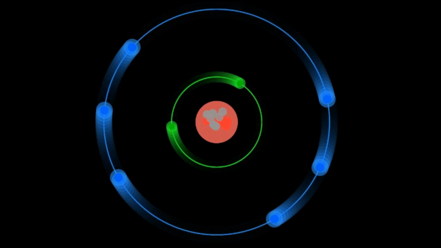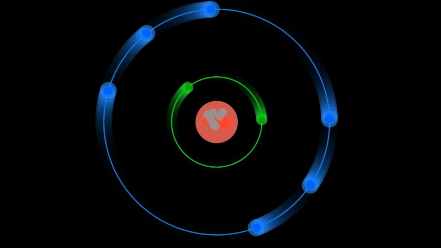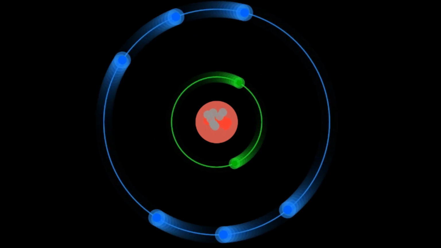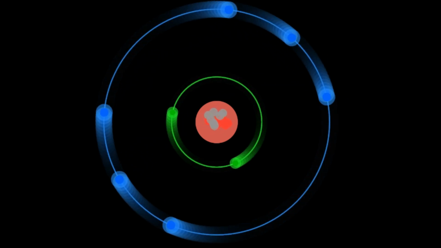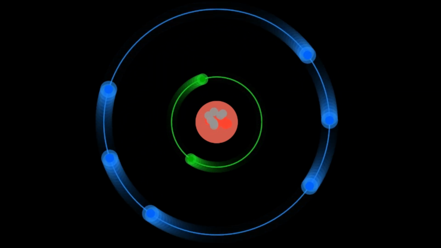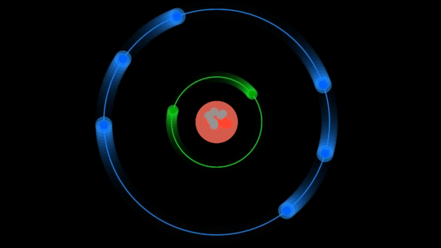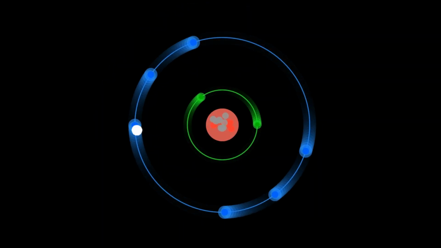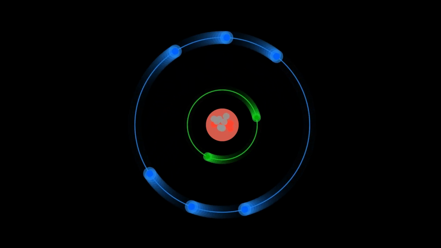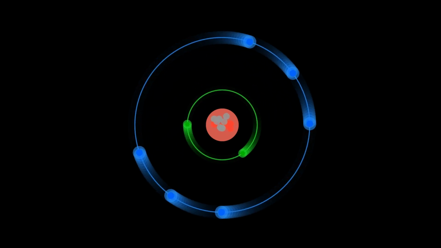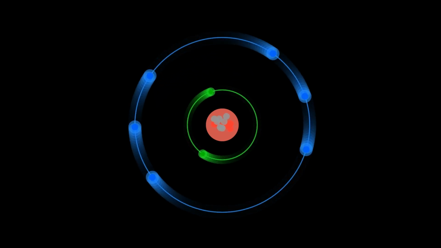But the real action happens around it. Orbiting the nucleus are oxygen's 8 electrons, negatively charged particles that balance those protons. They're arranged in shells, or energy levels. Check out these green dots zipping around the inner orbit. That's the first shell, holding 2 electrons. It's super close to the nucleus and moves fast because it's tightly bound.